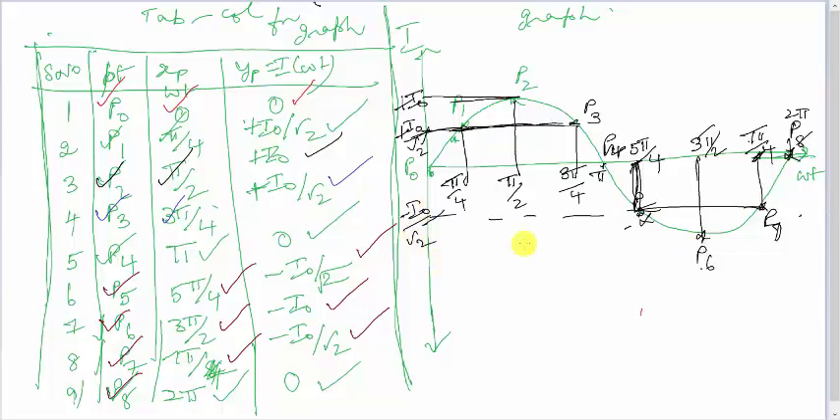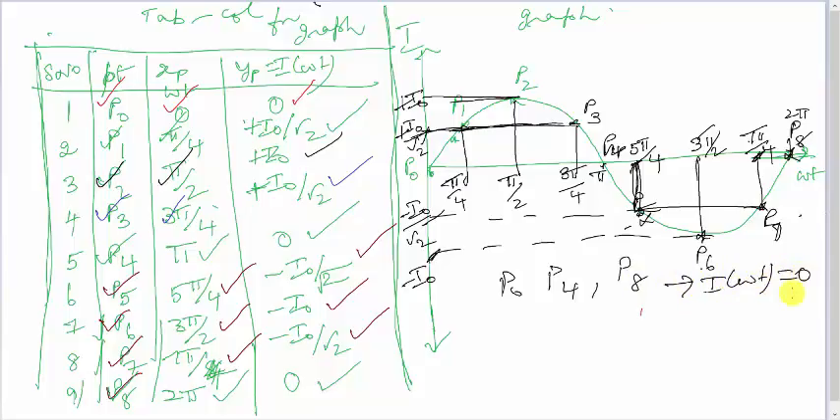And if you take the P6, this will be minus I naught. So now it's clear, students can understand. Now what is the summary of the whole thing? P0, P2, P0, P4 and point P8 speak of I as omega t equal to 0.